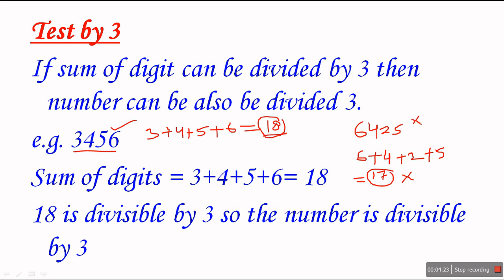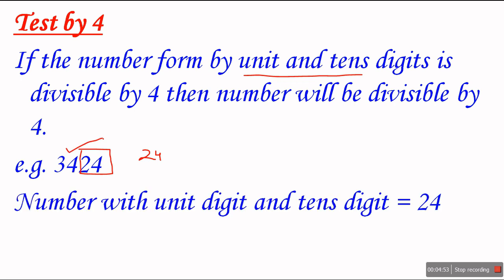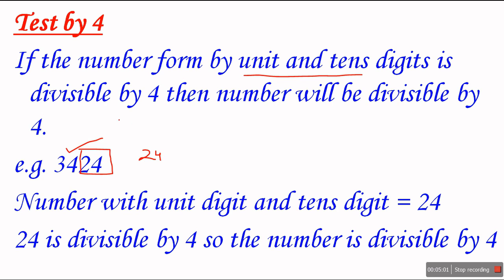Okay, so let us move towards 4. If the number formed by unit and tens digit is divisible by 4, then number will be divisible by 4. Like this example. Number formed by unit and tens digit. This is 24. Okay. 24 is divisible by 4. 4 6s are 24. That means this number is also divisible by 4. Okay. So number with the unit and tens digit is 24, which is divisible by 4. The number is also divisible by 4.